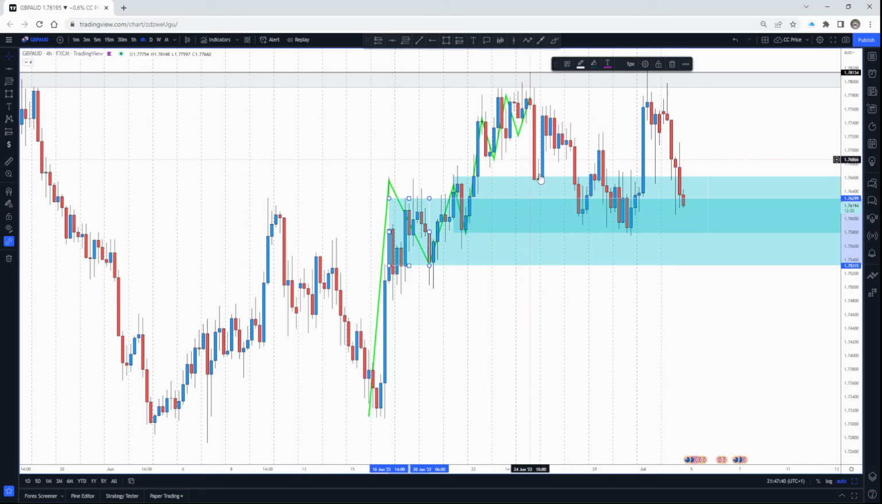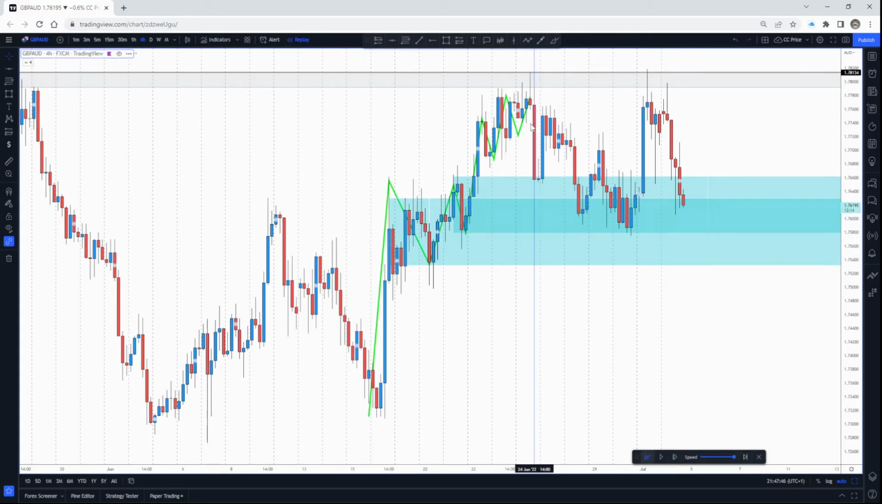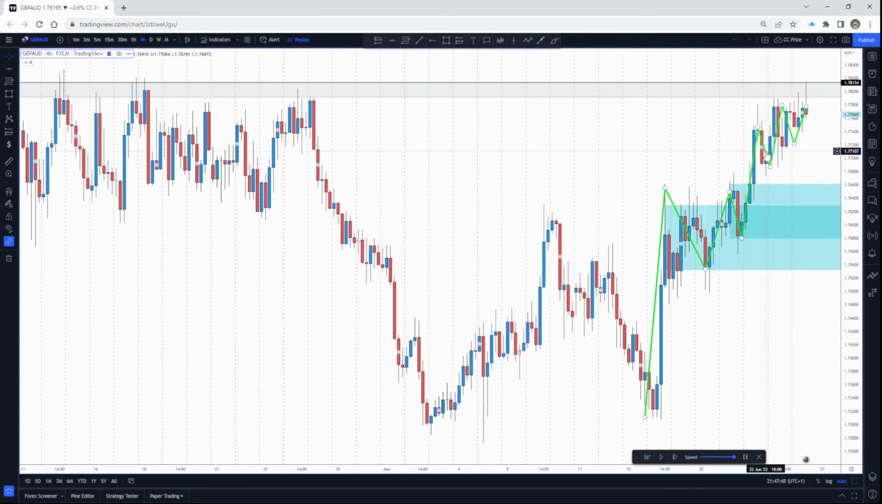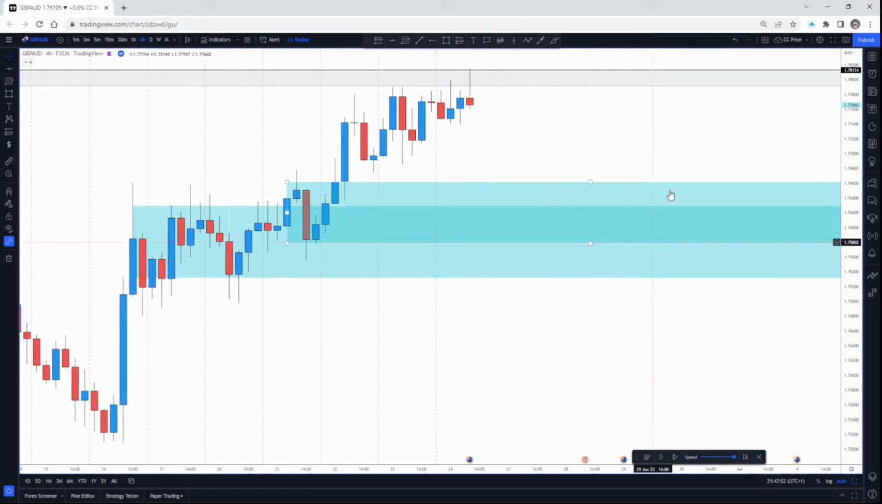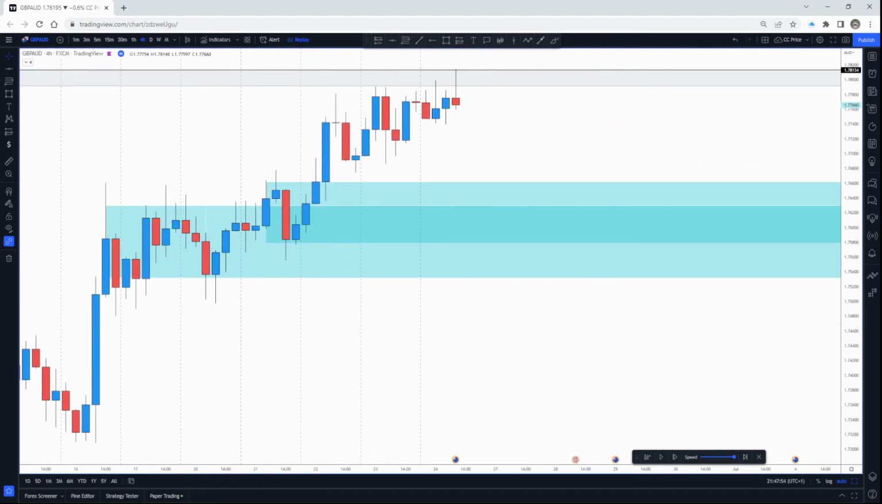So now if I'm here, let's just replay a bit of this, and we'll get rid of this green thing. A support to me is really any bullish candle is a support. Any bearish candle is a resistance.